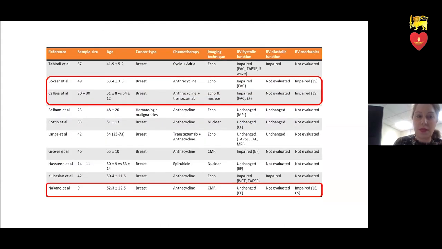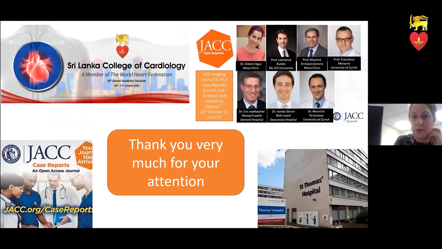Finally, these are the studies that have described RV systolic function and RV diastolic function, and they have used RV mechanics. And here are the modalities that they have used to describe it, for example, echo in combination with nuclear or cardiac MRI.